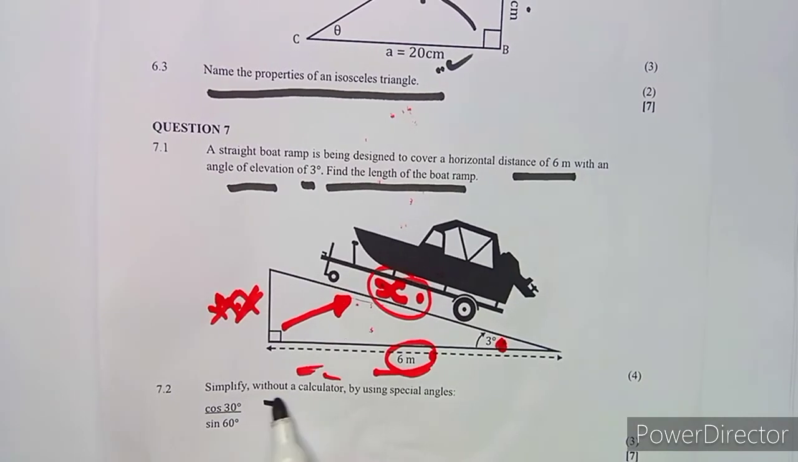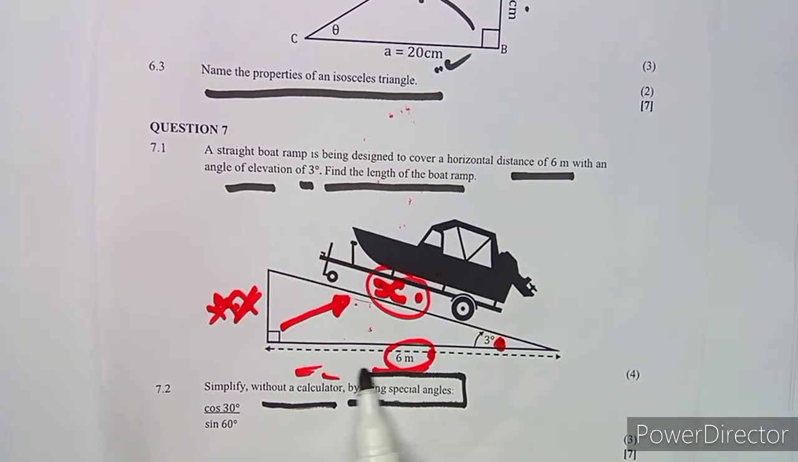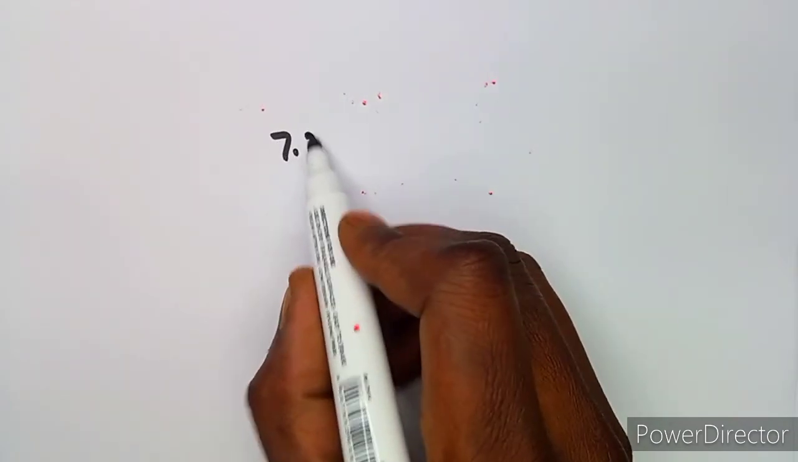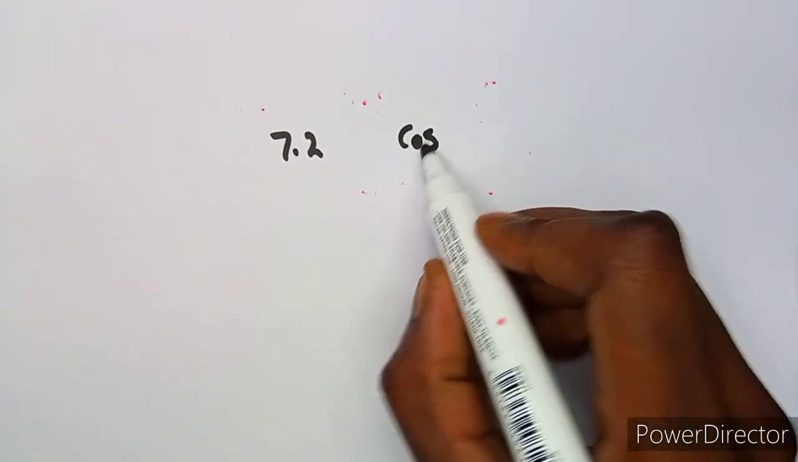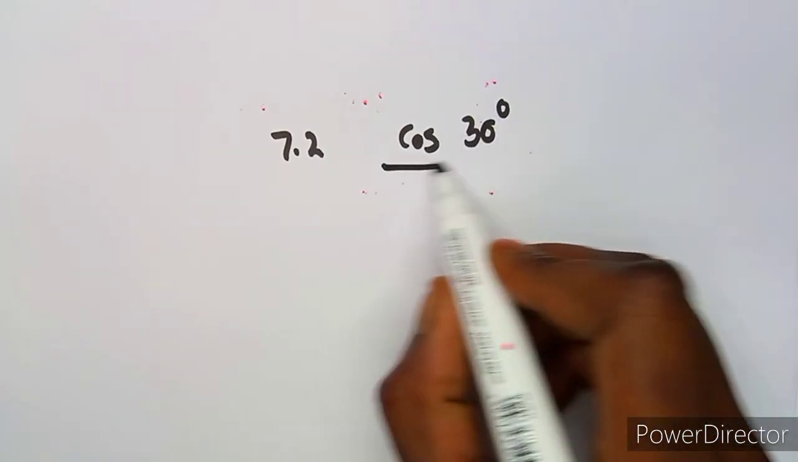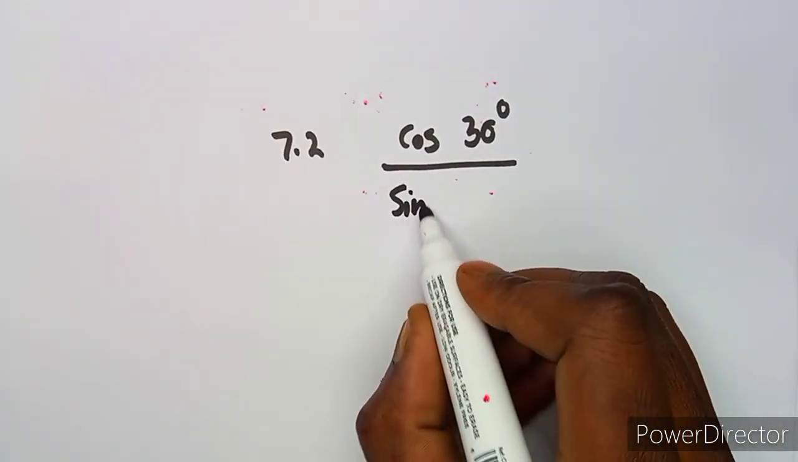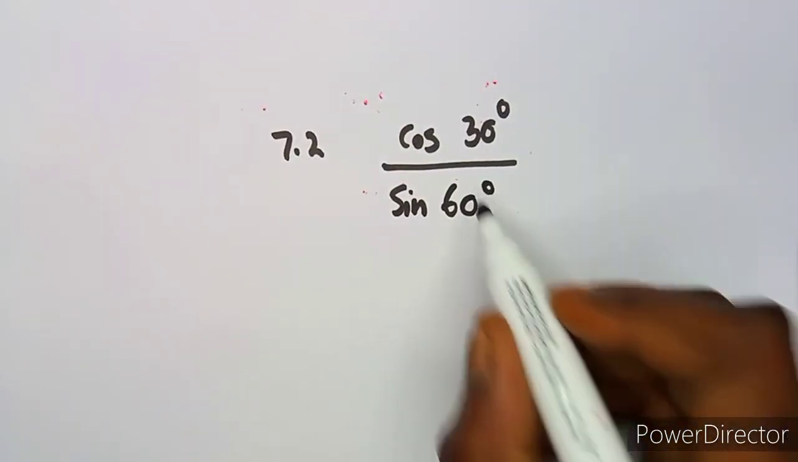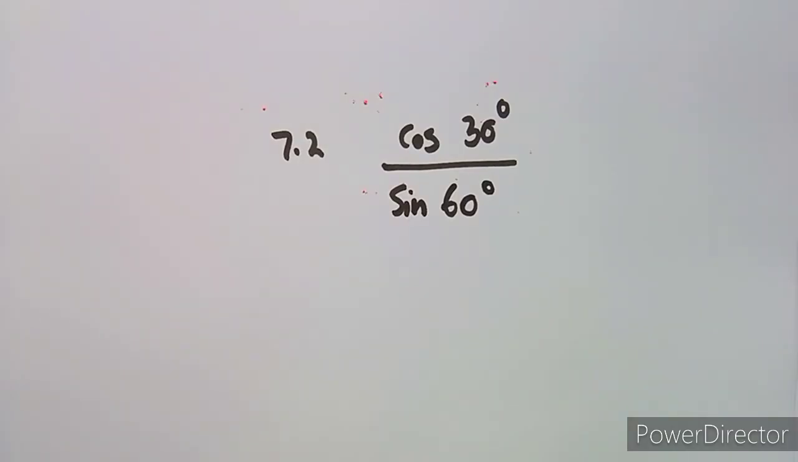Simplify without using a calculator by using special angles. Okay, cos 30 over sine 60. Let's go back to the special angles, guys, and see what you're going to have. In this case, that's 7.2. We want to simplify cos 30 degrees over sine 60 degrees. Okay, something is weird here. Let's see.